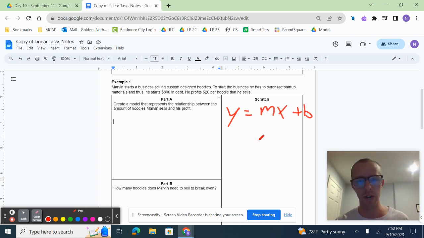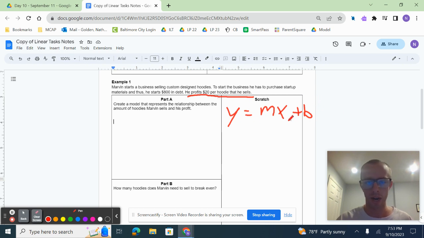But a level 4 answer here would explain why this is a linear function, because eventually we'll learn about some other types of functions. Well, this is a linear function because it is multiplying at a constant rate. All right, it's adding at a constant rate, not multiplying. It's adding at a constant rate. Every hoodie he sells, he gets the same amount. It's a constant rate.